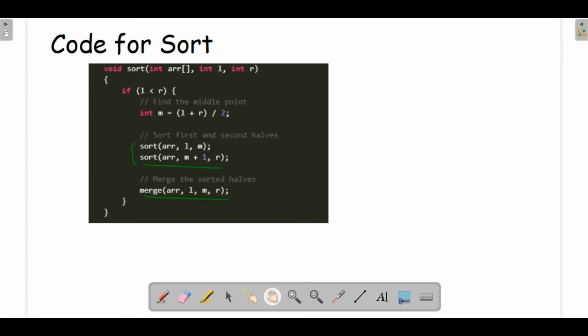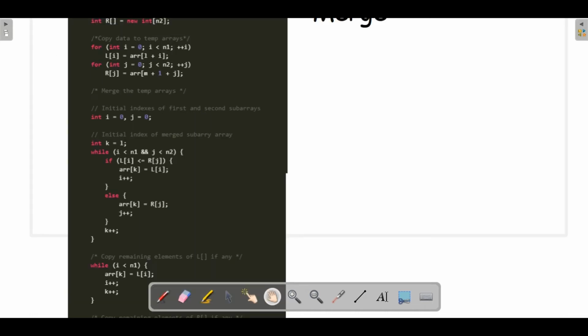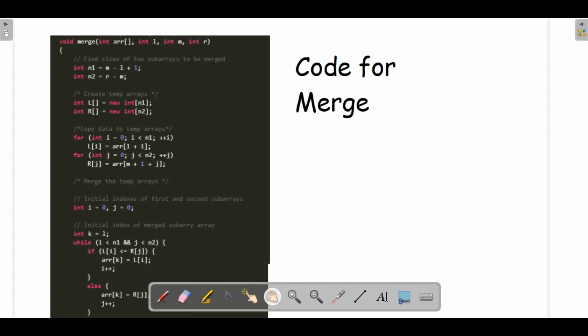So you would say, where is the merge code? So yeah, don't panic, there is your merge code here. What did it take? It took three values: your left, your mid, your right. Okay, why? I would be discussing in this video.